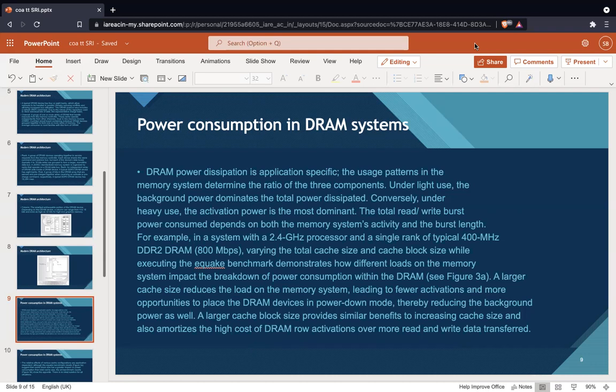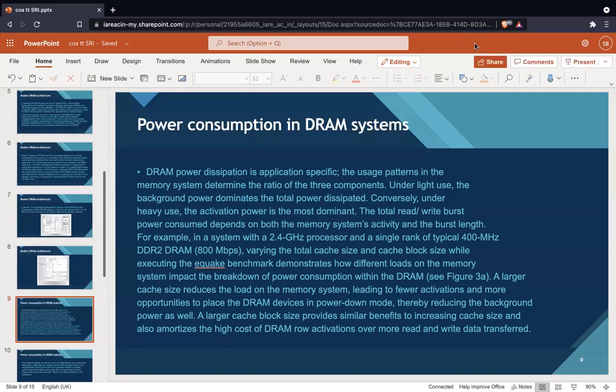For example, in a system with a 2.4 GHz processor and a single rank of typical 400 MHz DDR2 DRAM at 800 Mbps, the total cache size and cache block size will vary. Executing the quick benchmarks demonstrates how different loads on the memory system impact the breakdown of power consumption within the DRAM. A larger cache size reduces the load on the memory system, leading to fewer activations and more opportunities to place the DRAM device in power down modes, thereby reducing the background power as well.